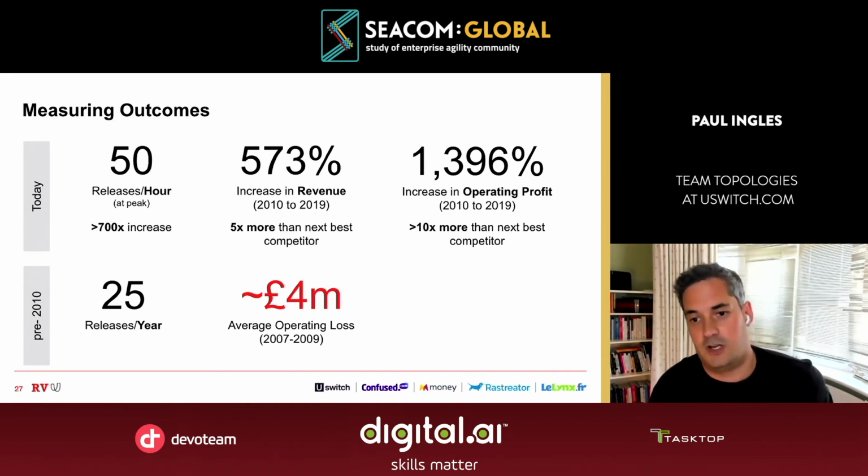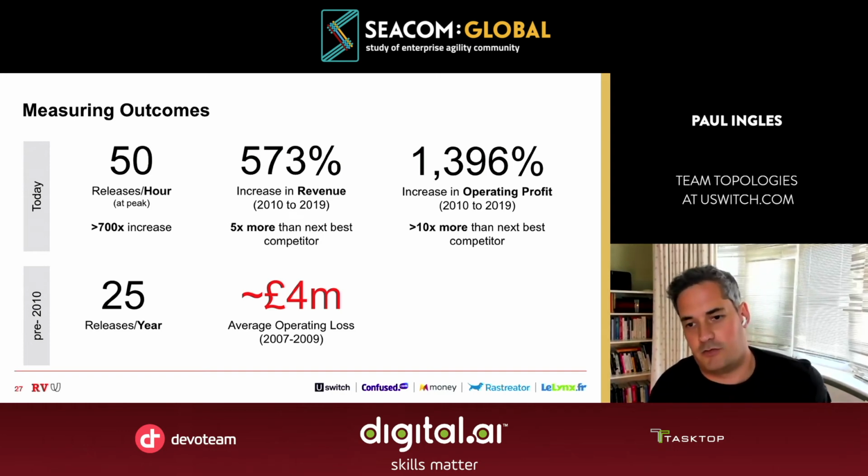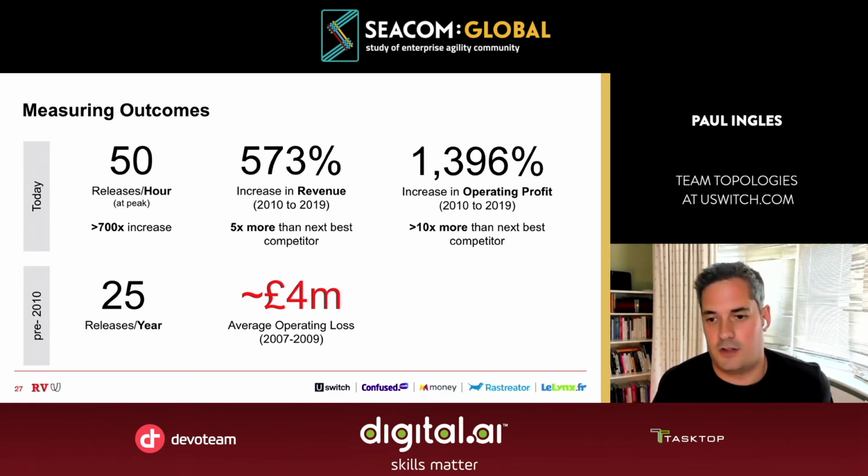That flows through to our revenue and operating profit performance. So as a business, we are looking to grow both revenue and operating profit. Over the period of 2010 to 2019, we've seen our revenue grow by 573%. That's 5 times more than the next best competitor. And operating profit has also increased a lot. That's increased by a factor of 10 more than the next best competitor.